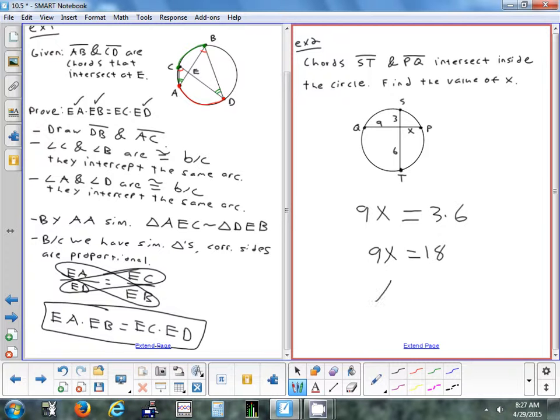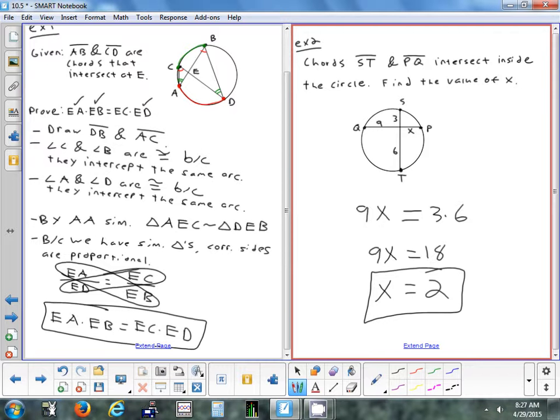What's x? 2. So x is 2. You're done. That's it. Okay, not a hard theorem, just another one of those theorems you've got to try to remember with everything else. All right.